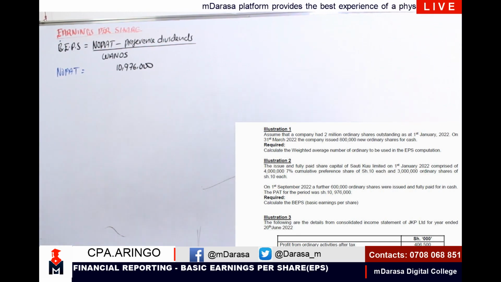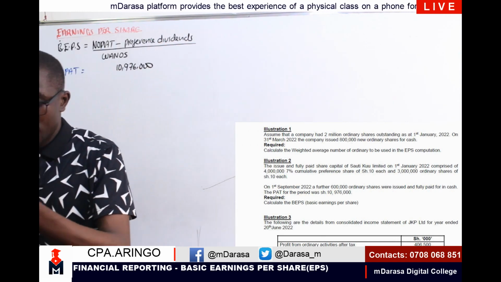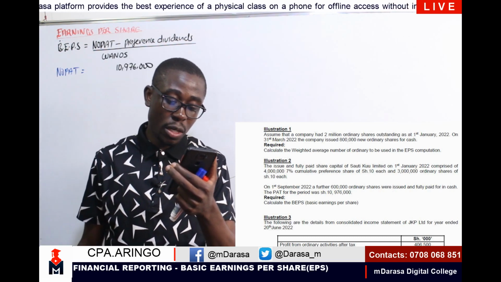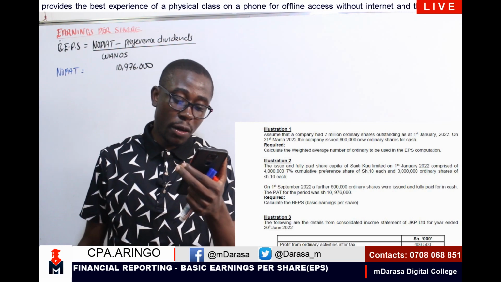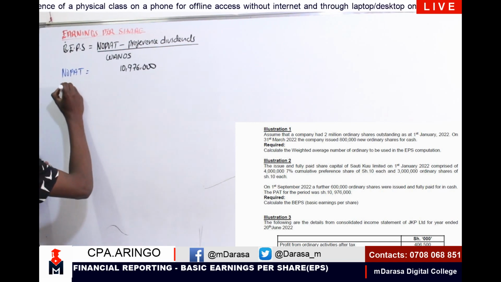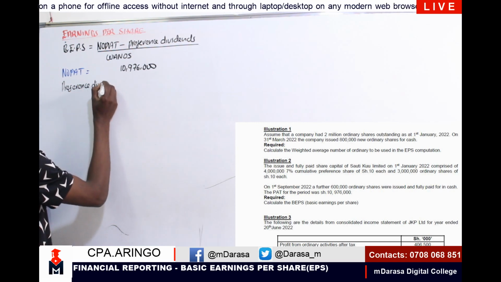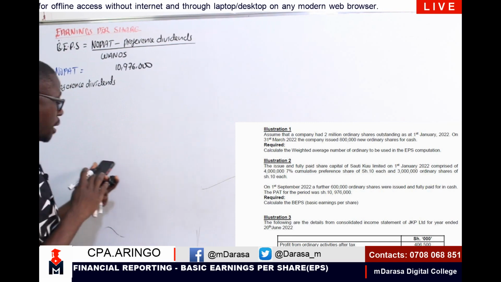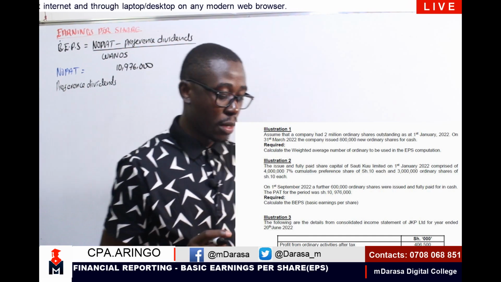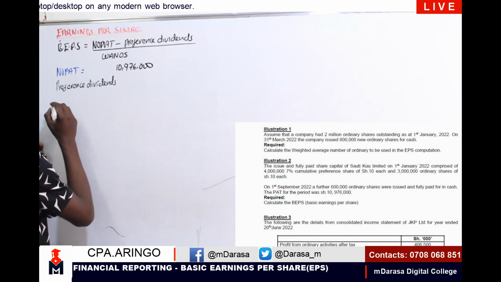The other question is preference dividends. Do we have preference dividends? Look at that case. You are told that the issued and fully paid share capital of Sautico comprised of 4 million 7% cumulative preference shares of 10 shillings each. So we have preference dividends that we will be paying. And how much will I be paying as preference dividends, my good students? I'm going to talk of this bit, that is, 4 million.